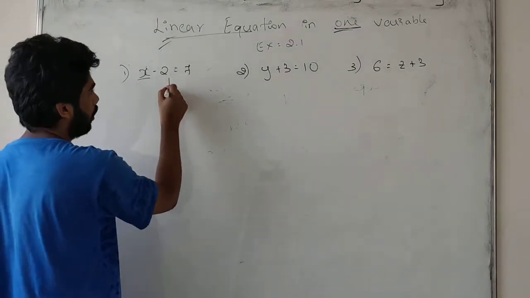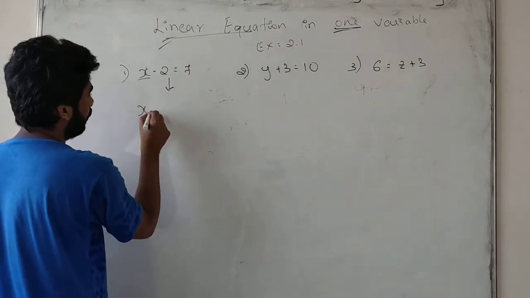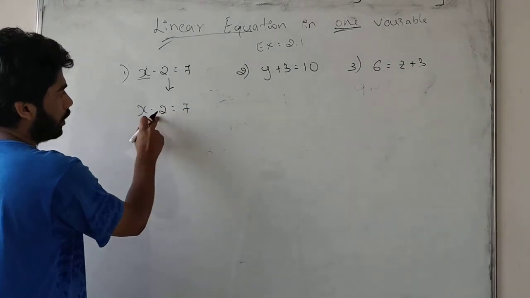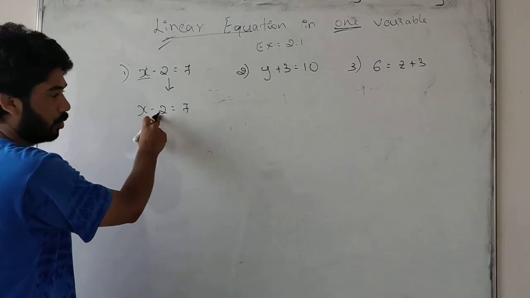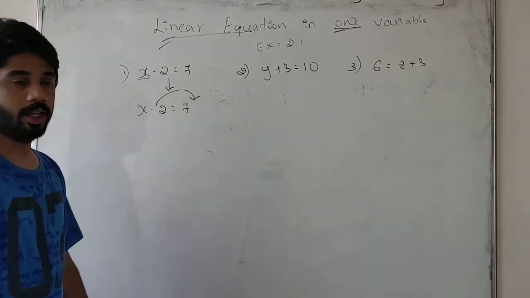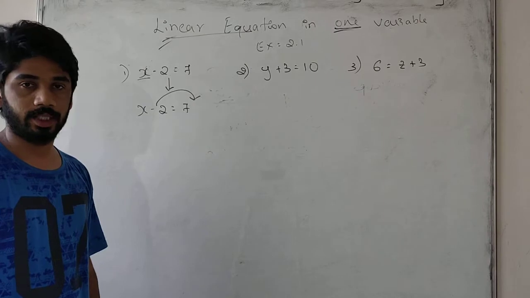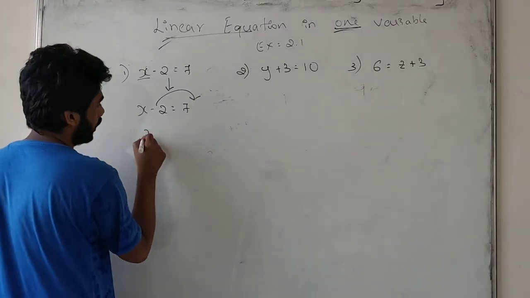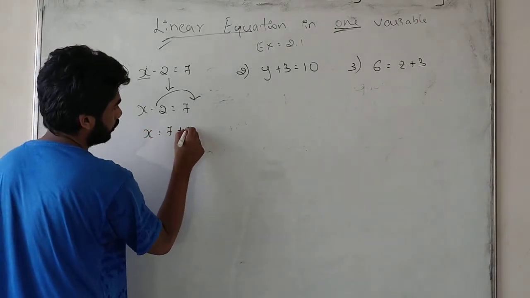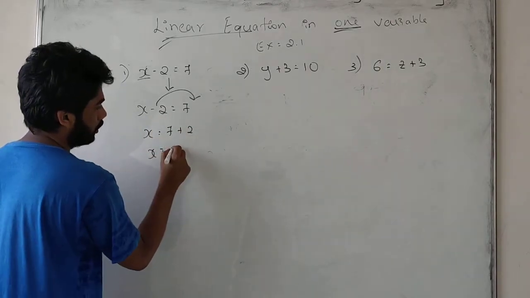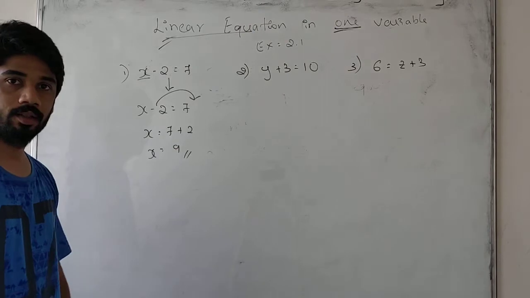In this one, x is there, minus 2 is there, is equal to 7. We have to cancel this minus 2, so I will shift it to the other side. If you shift anything to the other side, the sign will change. Now x is equal to 7 plus 2. x is equal to 9. This is the required answer.